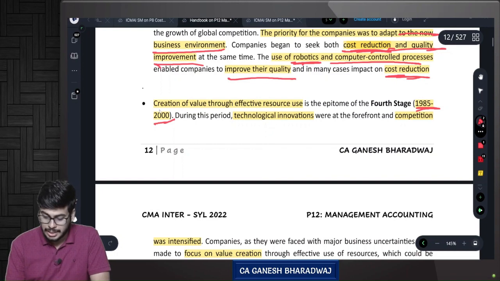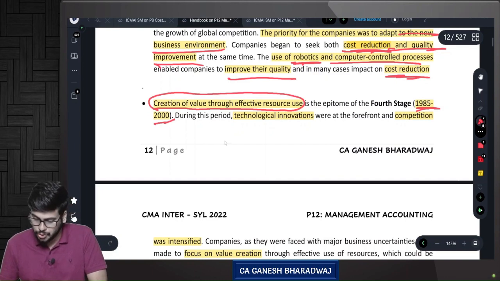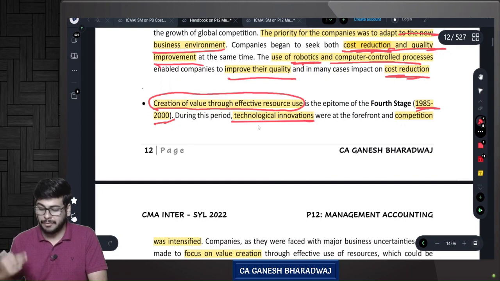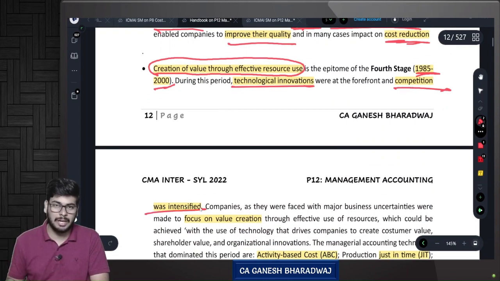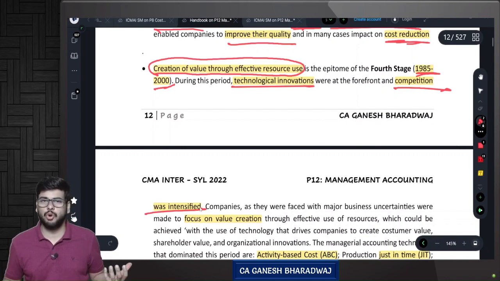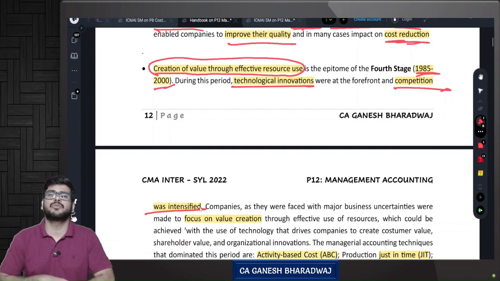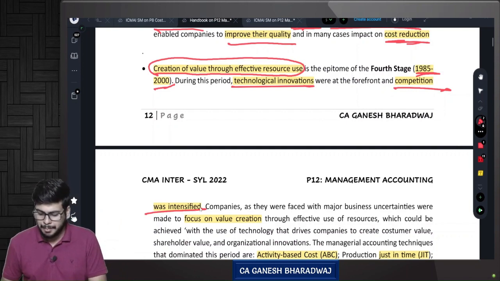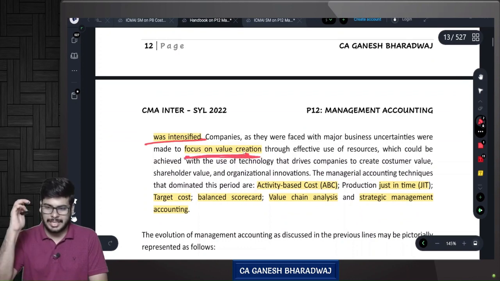The focus was creation of value through effective resource use. So creating value through the effective use of resources. During this period, technological innovations were at the forefront and competition intensified. You know that technology has advanced, and now because of privatization and globalization, everyone, left, right and center, has their own startup ideas. So competition was also intensified. Here the focus is on value creation. That's the order of the day.